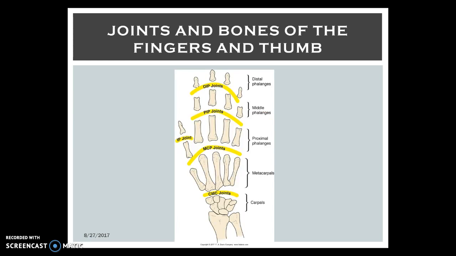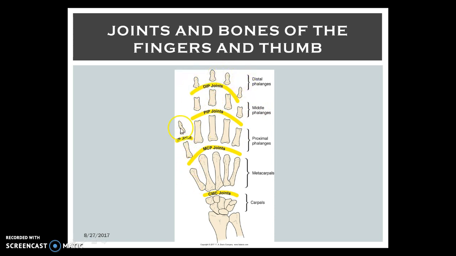Joints and bones of the fingers and thumb. So we talked about the articulation at the wrist. Now we're looking at the joints and bones. Here are your carpals. Here are your metacarpals, your proximal phalanges, your middle phalanges, and then your distal phalanges.